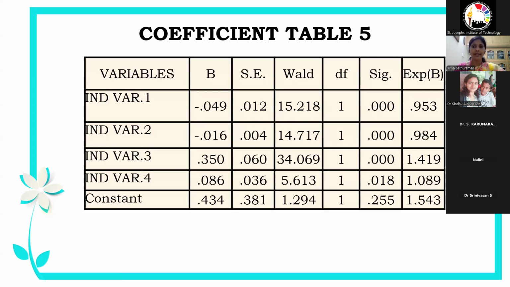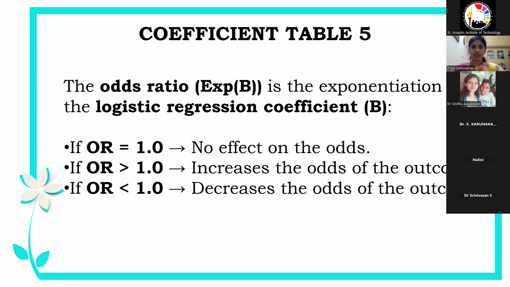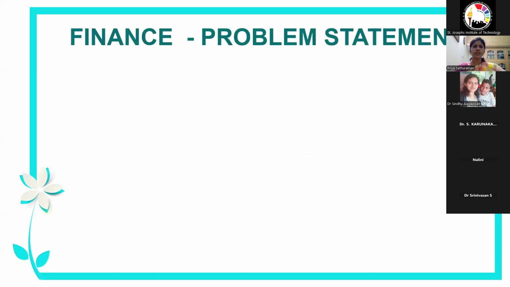Why? Because to explain the changes in the dependent variable due to the independent variable, how much it will change, that will be explained with the help of the exponential beta value. Here it is called the odds ratio. It is also called the odds ratio, and it is the exponential form of the beta value. If the OR, the odds ratio or the exponential beta value, is equal to 1, there is no effect on the odds, no effect on the dependent variable. If the odds ratio is greater than 1, there is an increase in the odds of the outcome variable, and if the OR is less than 1, it indicates a decrease in the odds of the outcome variable.